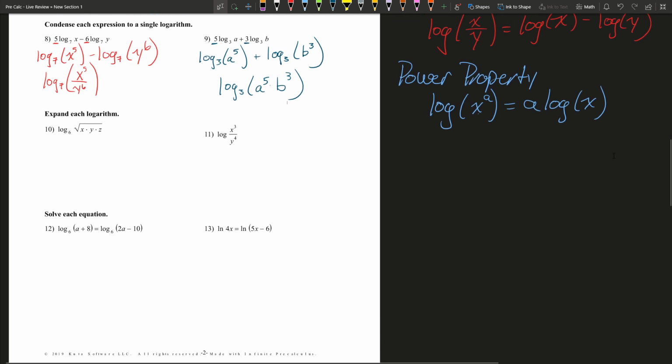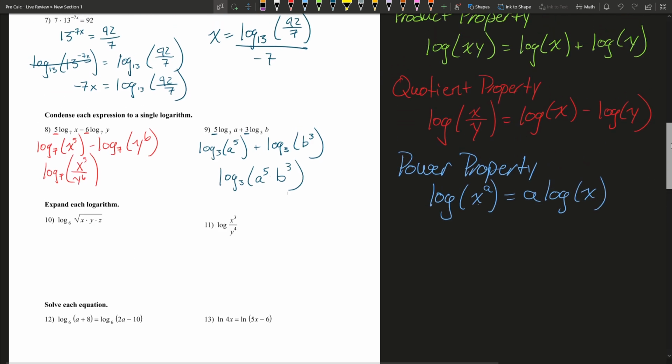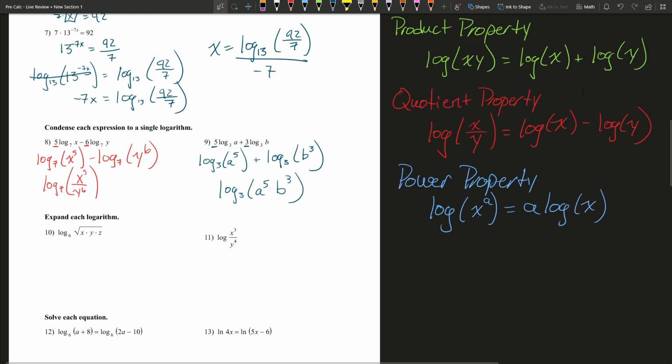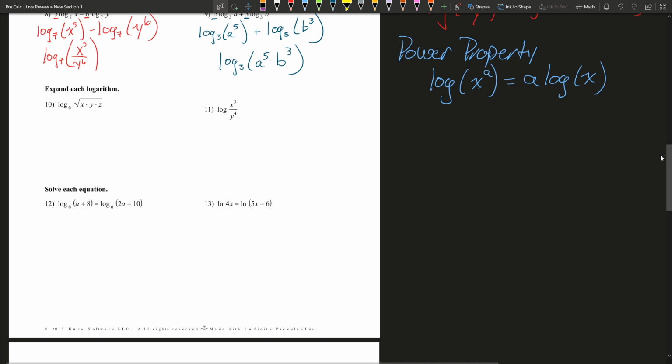On number 10 and 11, instead of working from left to right on these properties, we are working from right to left. So number 10, I'm just going to rewrite this a little bit for you. If we have the square root of xyz, that's really xyz to the 1/2. So we can use the product or the power property with this exponent. So our new log becomes 1/2 log 6 of x, y, z.